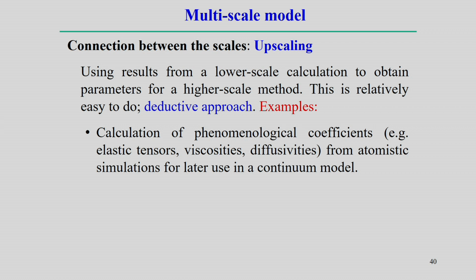So, we can use the results from the lower scale calculations to obtain the parameters for a higher scale method. First we use the lower scale calculation and get the parameters, and we use these for the higher scale method. This is relatively easy to do, and this is called the deductive approach. This upscaling method is relatively easier, because we get the information in detail at the lower scale, predict the properties, average out the properties, and give those properties to the next scale. So, from lower scale to higher scale, it is easy to move.